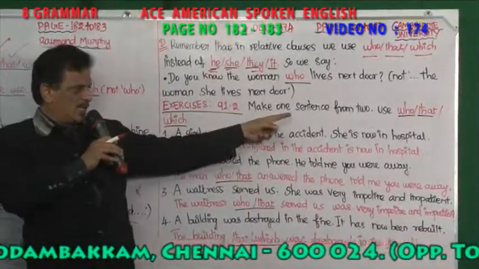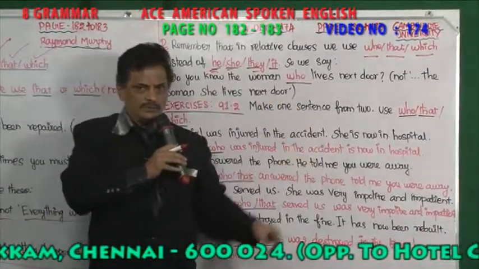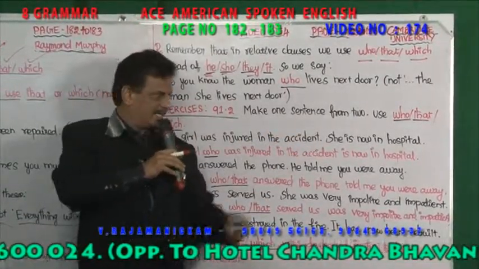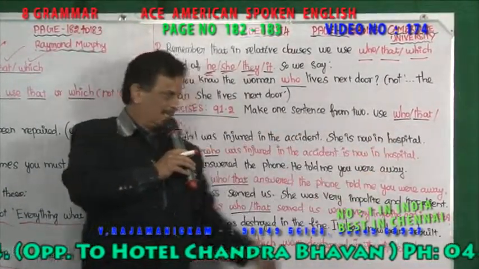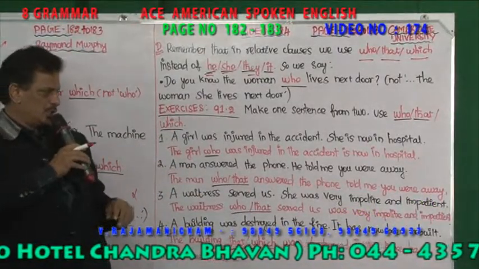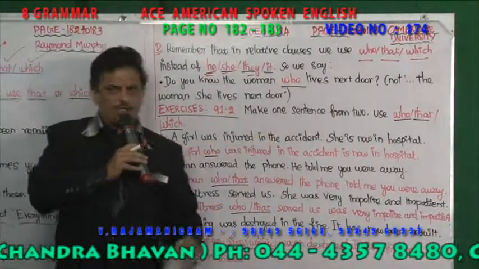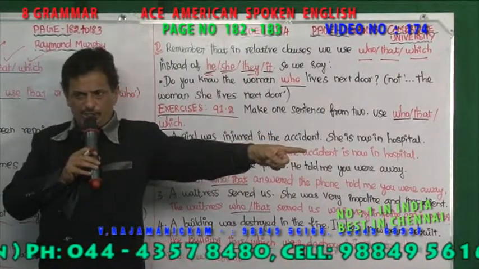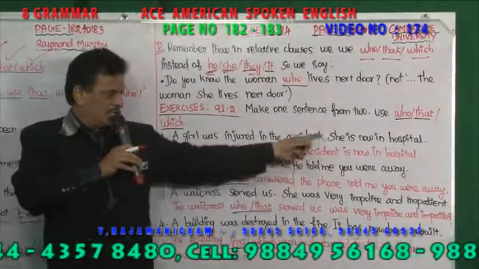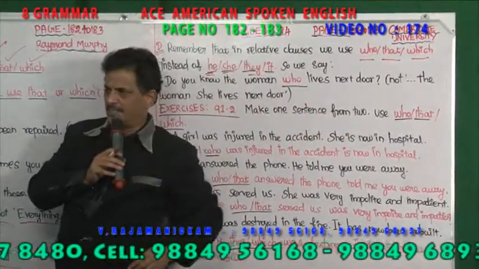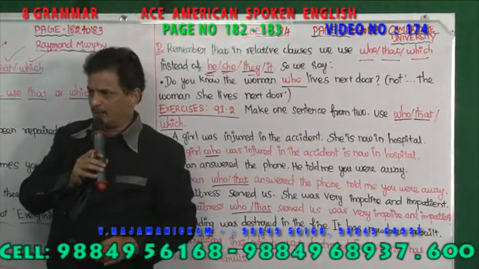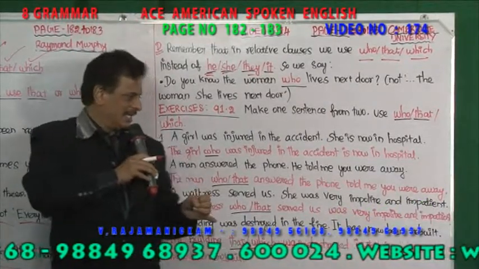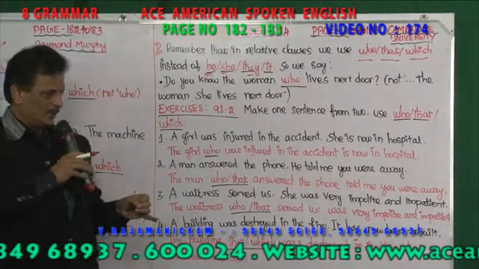Exercise. Make one sentence from two. Two sentences are given here. You have to make them into one sentence. Use who, that, which as appropriate. See, a girl was injured in the accident. She is now in hospital. Now you have to connect with who. You cannot use which, isn't it? Either you can use who or that.